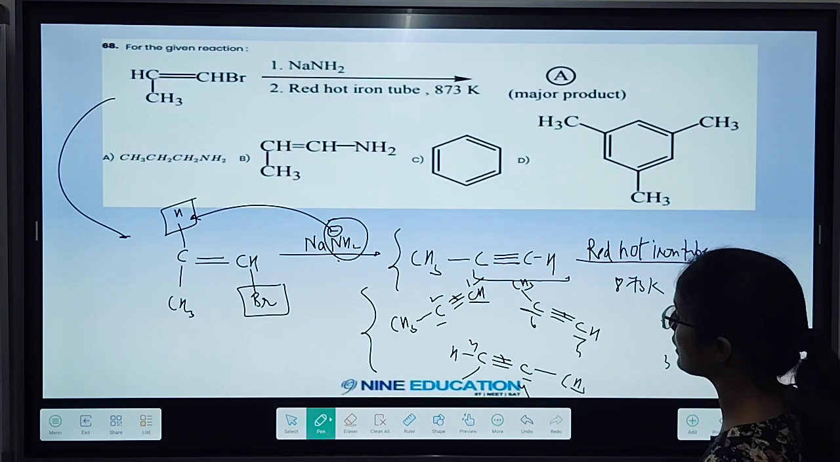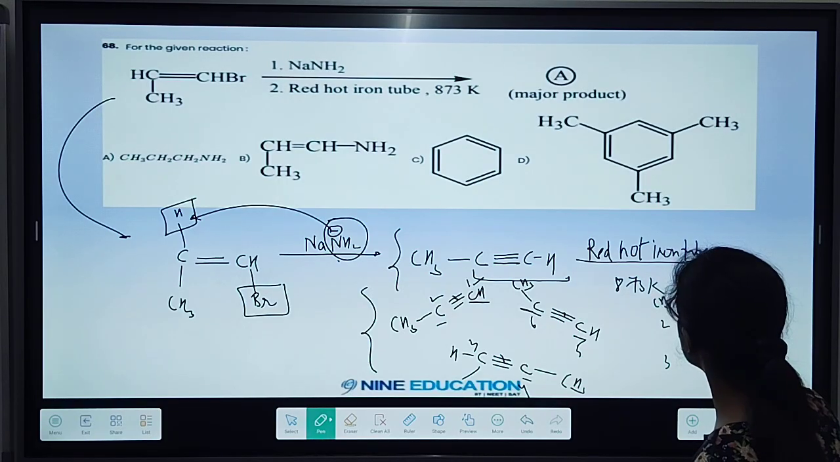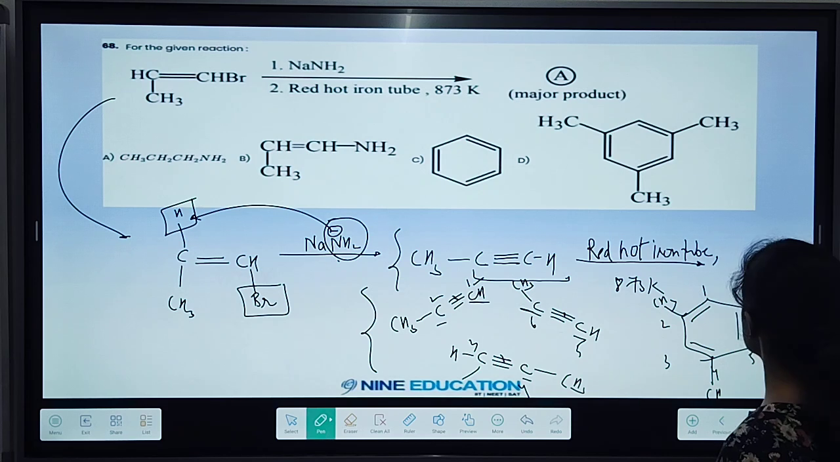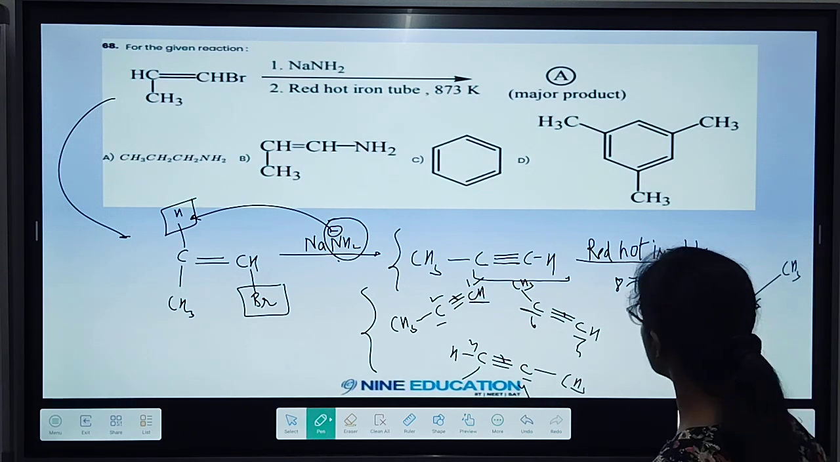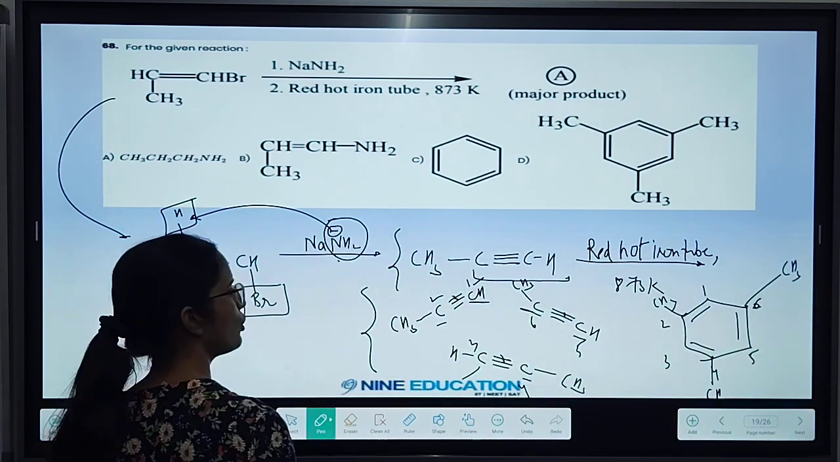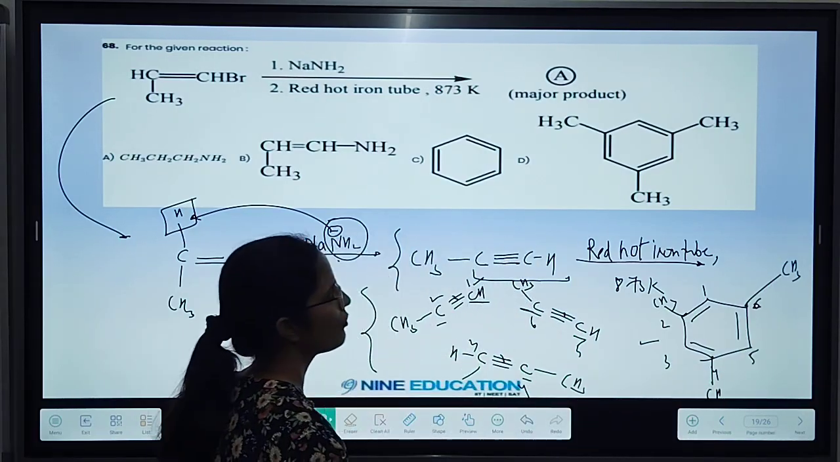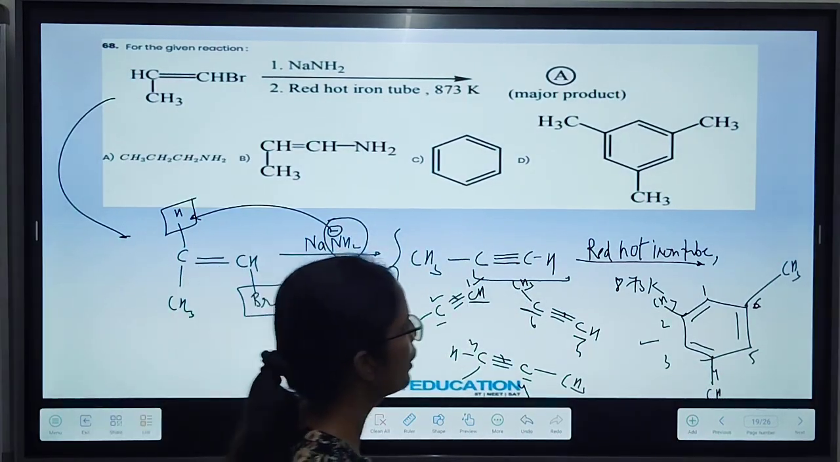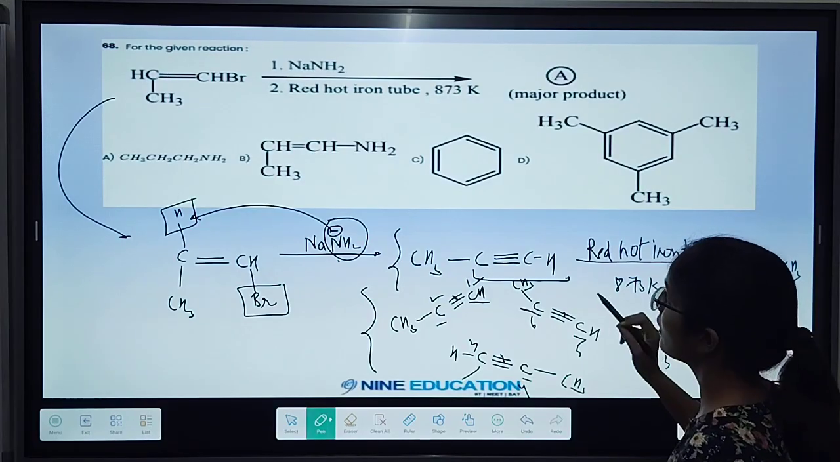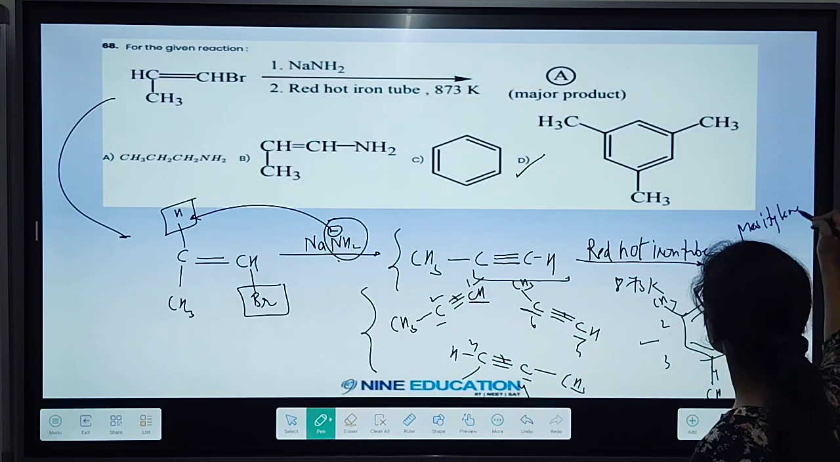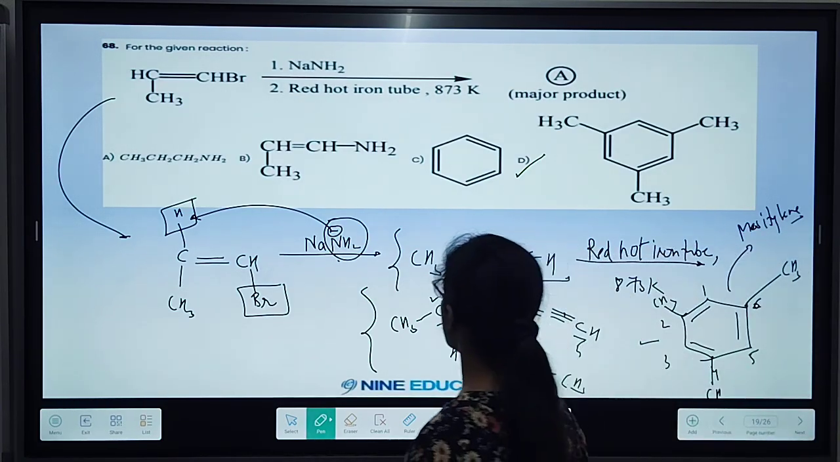On the second carbon we will have one methyl group, the fourth carbon will also have one methyl group, and the sixth carbon will also have a methyl group. So 1,3,5 trimethyl benzene will be formed. I can see the correct answer is in option D, 1,3,5 trimethyl benzene, which in the common name we also call mesitylene. So this will be the final answer.